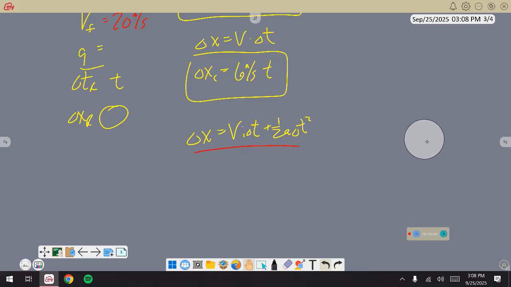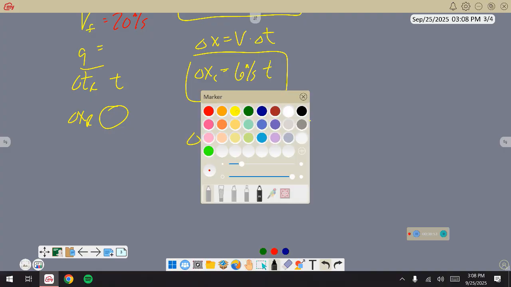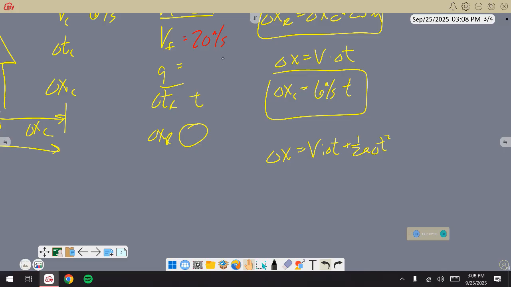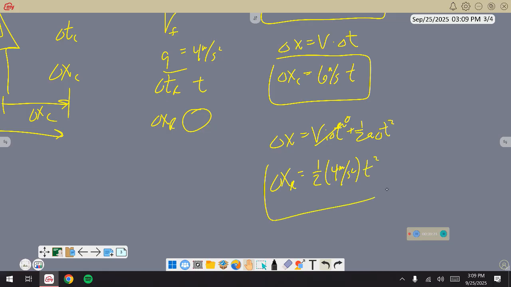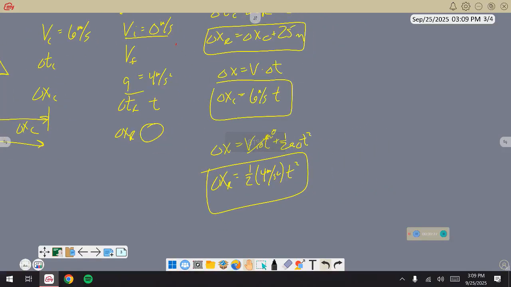But let's go back and finish that problem as we had it a second ago. Go back to where it actually is. Yellow, move back here. Okay, so this is 4 meters per second squared. And plug in. This is delta x of Raptor. What's the initial velocity of the Raptor? 0. It's equal to 1/2. What's the acceleration of the Raptor? 4 meters per second squared. Times time squared. And again, there are my 3 equations with 3 unknowns.